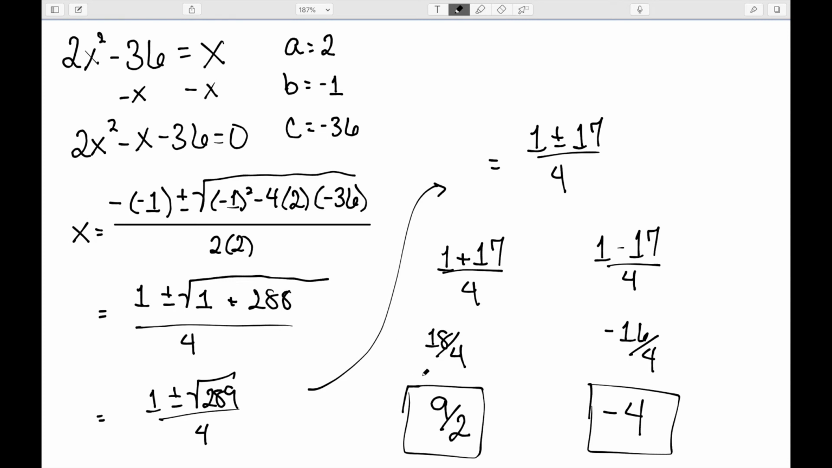And the fact that I got nice answers instead of answers including a square root like my last example tells me that I could have originally factored this equation. So the quadratic formula is very nice if you don't know how to factor a particular equation or you don't want to factor a particular quadratic. The quadratic formula will still work and give you your solution.